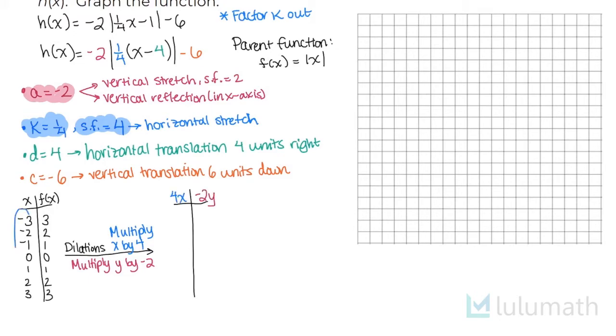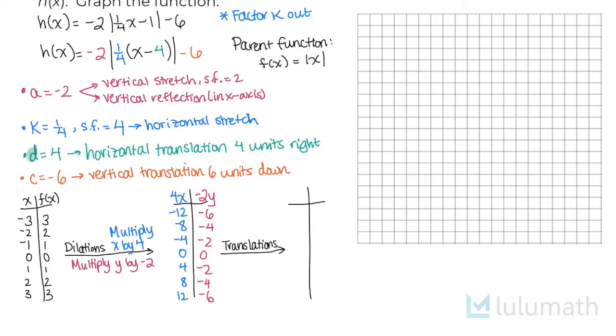So when I multiply all of these X values by 4, I get -12, -8, and I'll just keep going. And when I multiply all of these Y values by -2, I end up getting -6, -4, so on and so forth. And now that I've done that, I can do all of my translations.